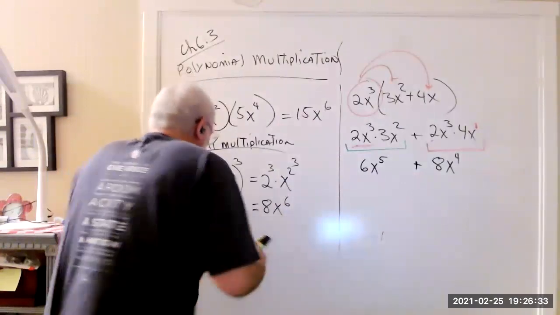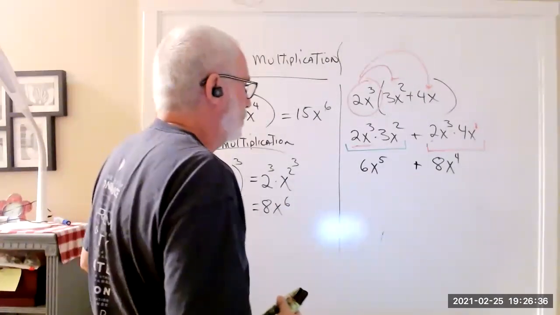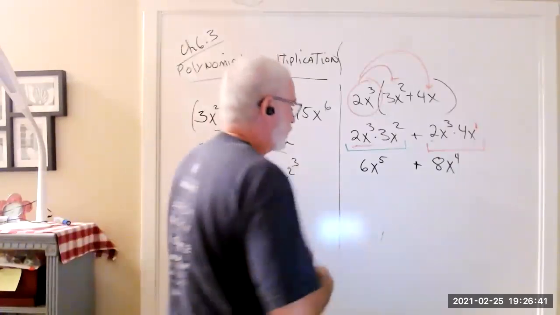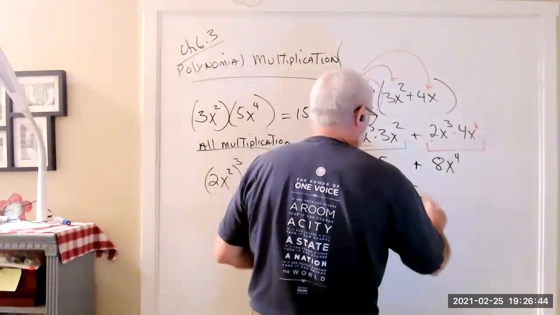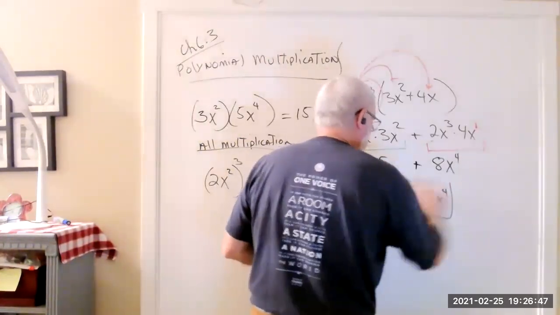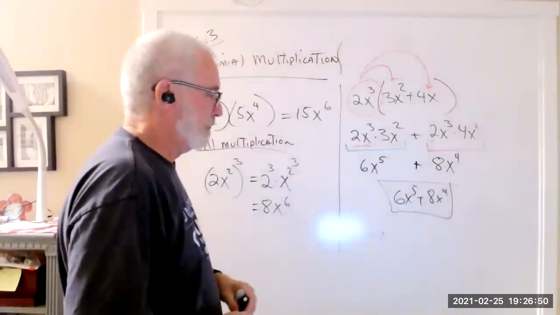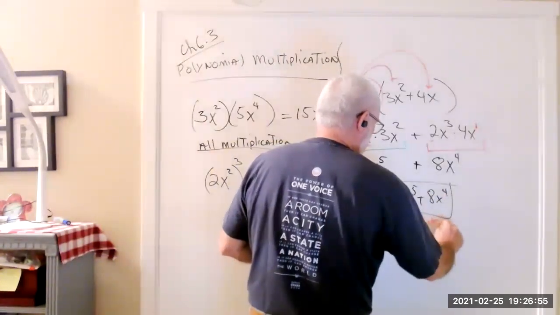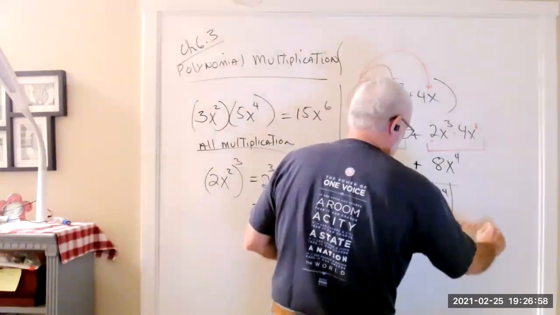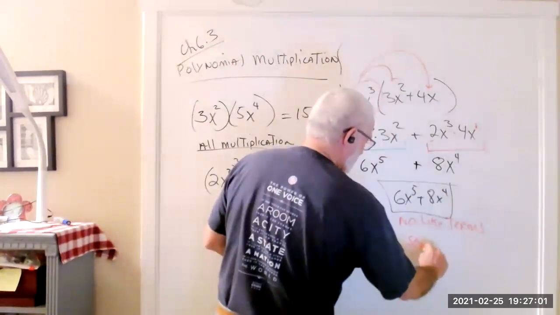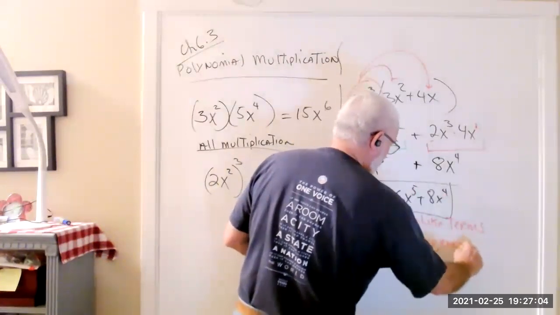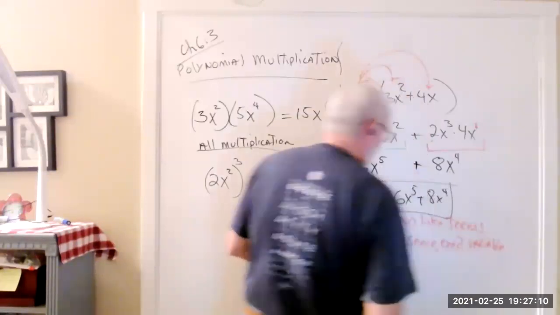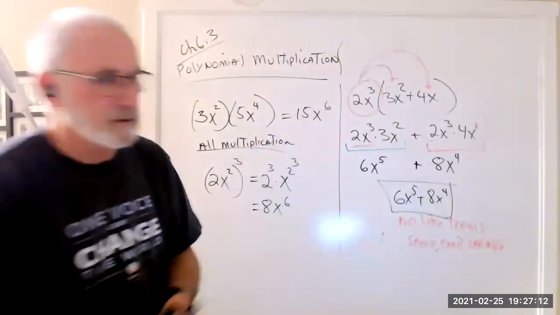Wait, answer is 6x to the 5 plus 8x to the 4? That's it. Oh, okay. You're done. I'm sorry. He asked another question, but the answer is 6x to the 5 plus 8x to the 4. And you stop, because these are not like terms, because they don't have the same exact variable. Okay, so you just go, I'm done. That's it. I quit.